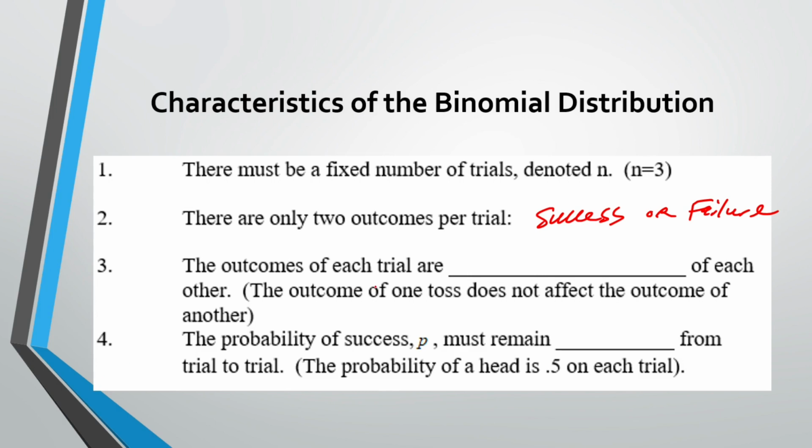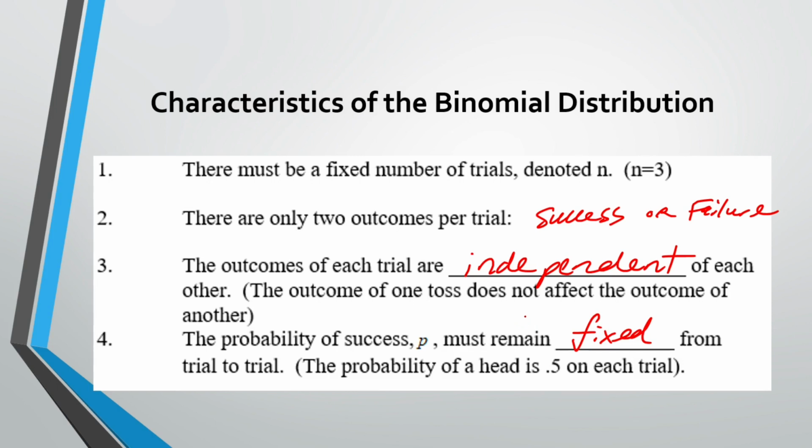3. The outcome of each trial are independent of each other. That means one event does not affect the other event. The outcome of one toss does not affect the outcome of another. 4. The probability of success P must remain fixed from one trial to another. In our coin toss, the probability of heads is 0.5 on each trial, and it never changes.